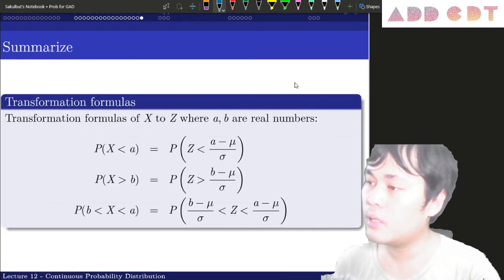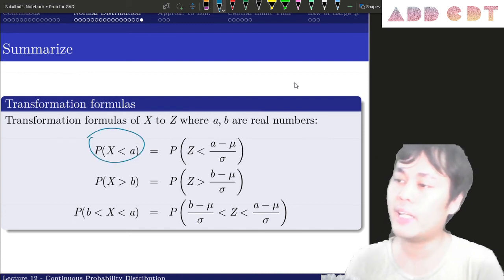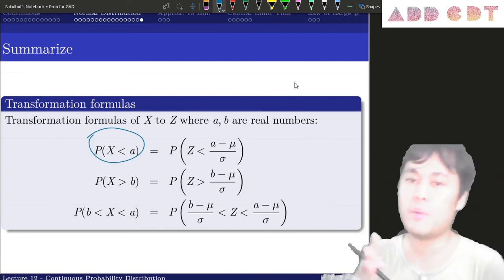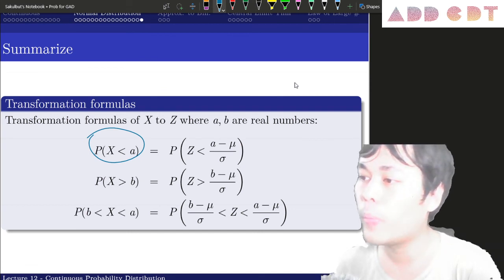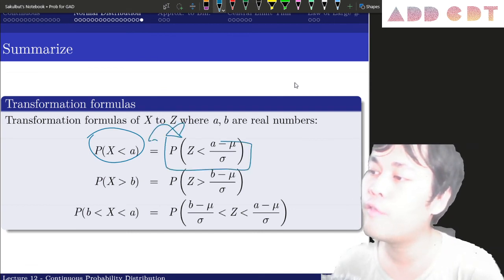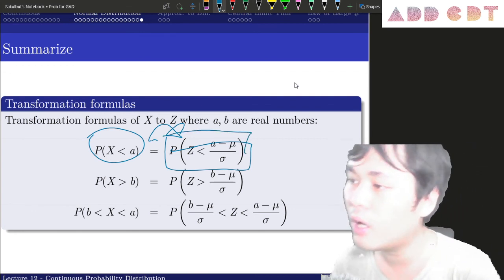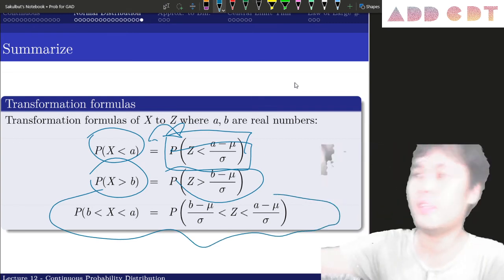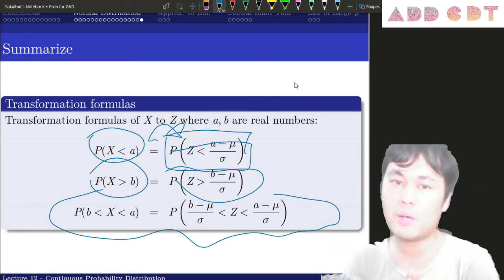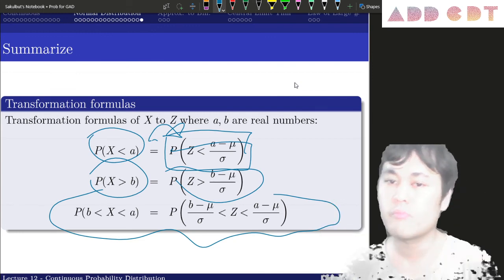Okay, to summarize, if you want to find that, the rule is to transform: shift to the right by mu, and divide by sigma. But if you want a handy formula next to you when you do homework or an exam, we can use all these three. Again, these three are the standard, where we want to ask about information to the left, to the right, or in between some values.